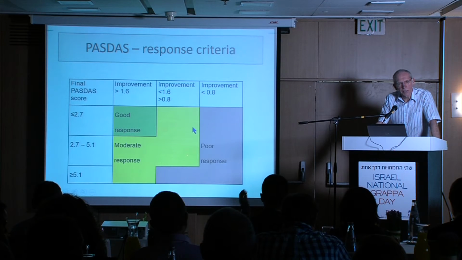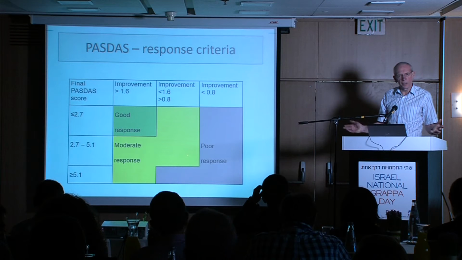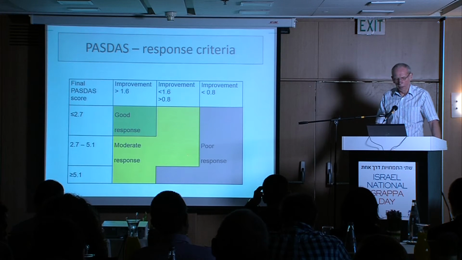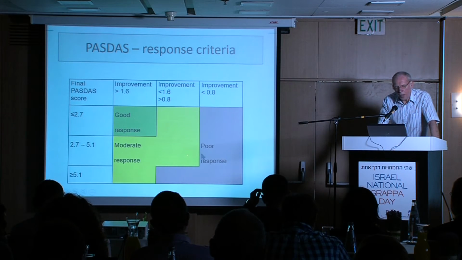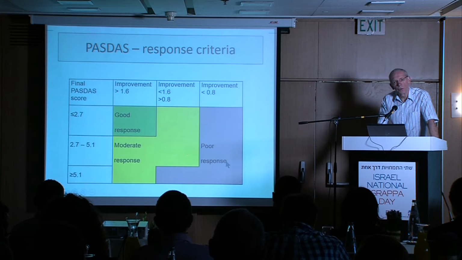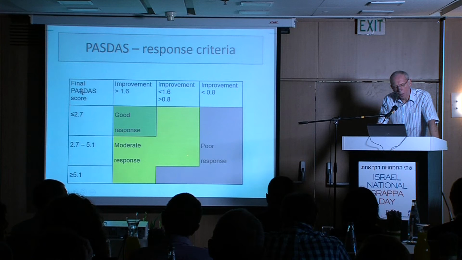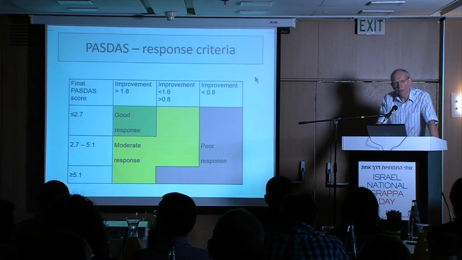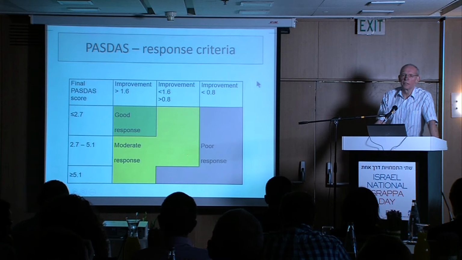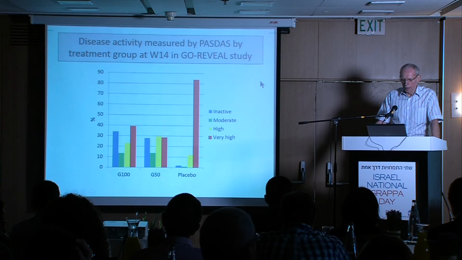So these are the PASDAS response criteria, and you'll have seen these with the DAS for rheumatoid arthritis. You have 3 areas, a good, a moderate, and a poor response, depending on how much improvement of the score there's been and what the final score is. And we've already gone forward and applied these to interventional trial data.